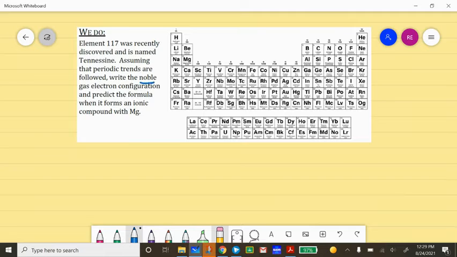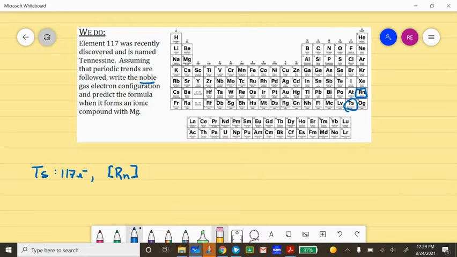And I'm glad they said noble gas configuration because tennessine, symbol Ts, is found right there, and it's in group 17. So we know it most likely is going to behave similar to a halogen, but it actually has 117 electrons. So for the noble gas configuration, remember, we start with the noble gas that shows up before tennessine, which happens to be radon. And we're going to put radon in brackets.